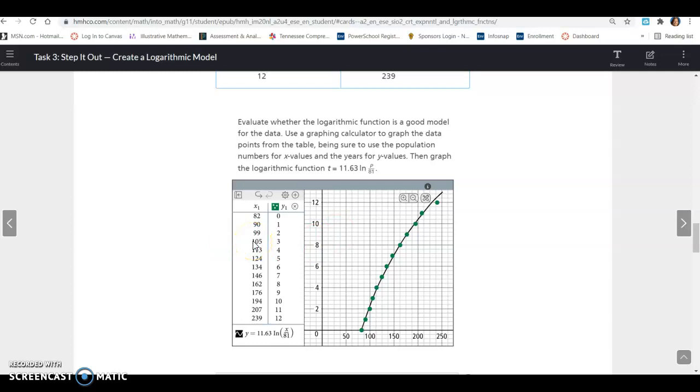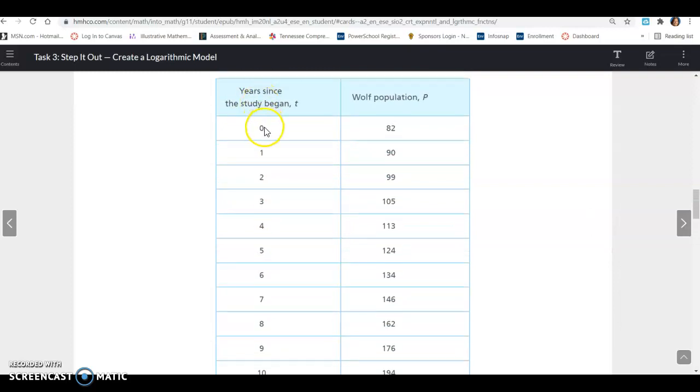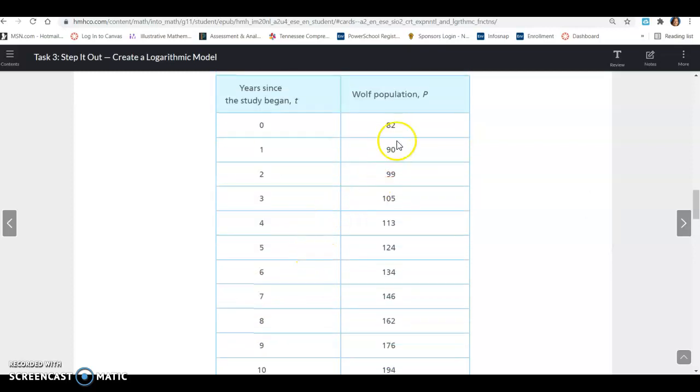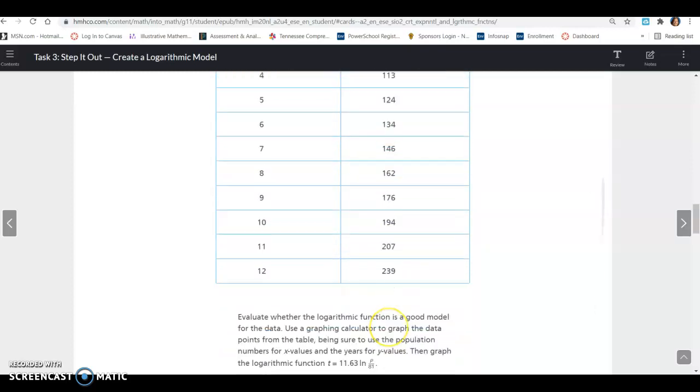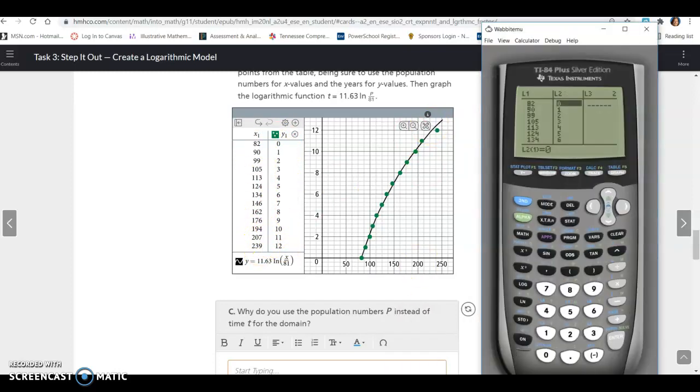So remember, to find the inverse, you switch your x and y's. So in this table where we have our t, our time from 0 to 12 years, and then we have the wolf population here, to find a logarithmic model, we have to switch those. So our domain is now our range, and the range becomes the domain. So if we enter this in our calculator just this way, and I've already entered this data in here, you can do the same thing as we did before.